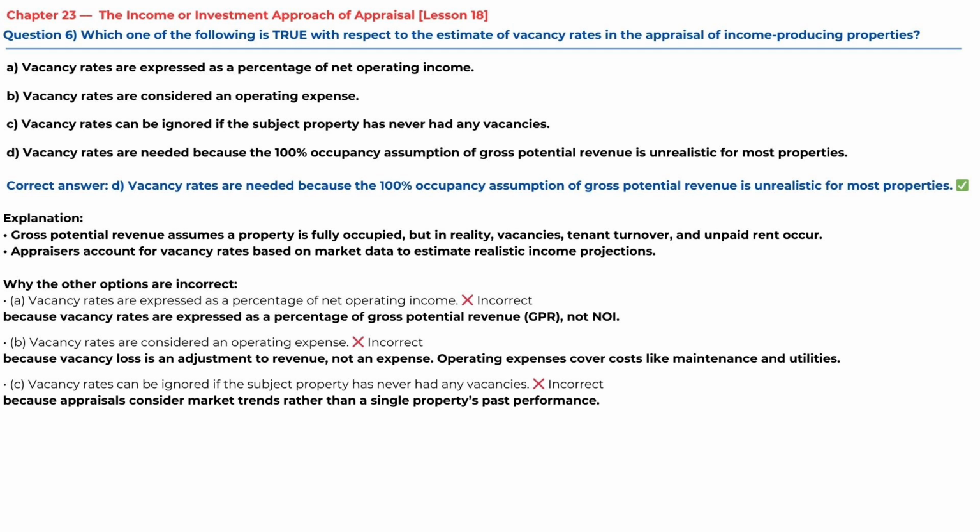Why the other options are incorrect? A. Vacancy rates are expressed as a percentage of net operating income. Incorrect, because vacancy rates are expressed as a percentage of gross potential revenue, GPR, not net operating income. B. Vacancy rates are considered an operating expense. Incorrect, because vacancy loss is an adjustment to revenue, not an expense. Operating expenses cover costs like maintenance and utilities. C. Vacancy rates can be ignored if the subject property has never had any vacancies. Incorrect, because appraisals consider market trends rather than a single property's past performance.